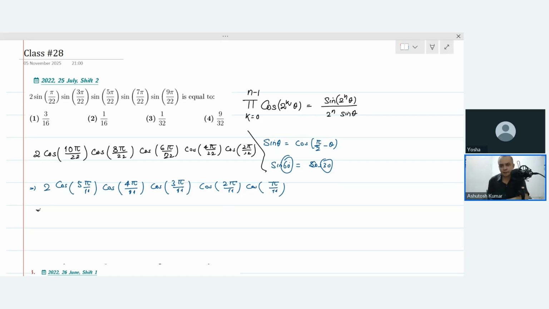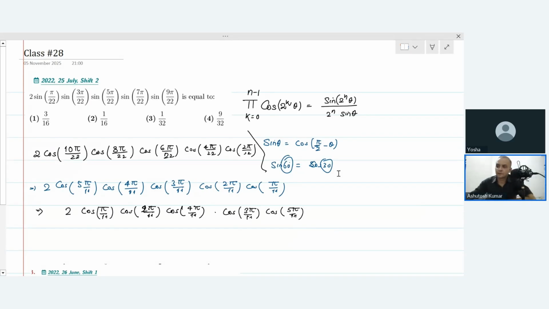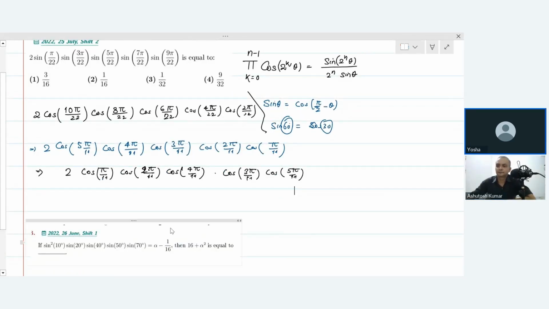After this, we can do one thing. I'm taking cos pi by 11, cos 2 pi by 11, and cos 4 pi by 11 together. And the remaining left out terms are cos 3 pi by 11 and cos 5 pi by 11. Correct? Yes or no? Yes, sir.